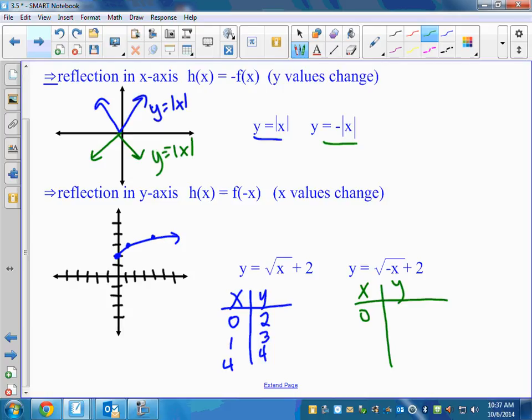Negative 0 is still 0, so I still get 2. Can I still pick 1? No. I can't pick 1 anymore because I can't take the square root of negative 1. I can't graph imaginary numbers. So it makes you have to change your x values. You now have to pick negative numbers, which is what's making it reflect over the x-axis. So then I'm still going to get the same y values, but my domain has changed. And so I just want to show you that I get the same thing, only over here.